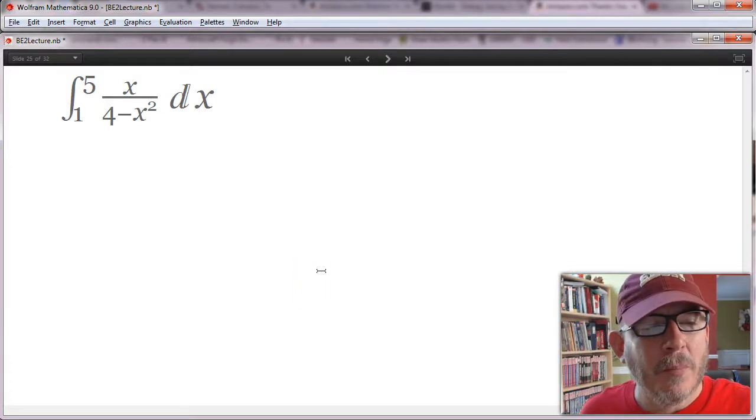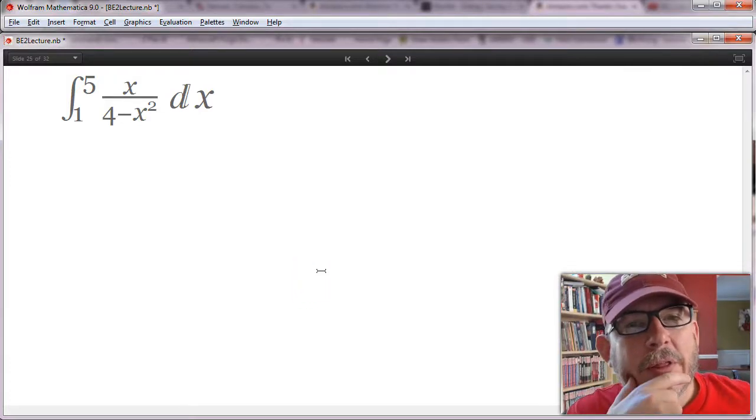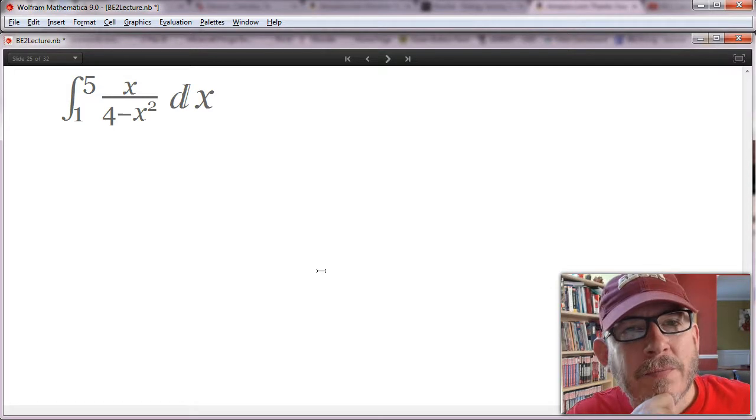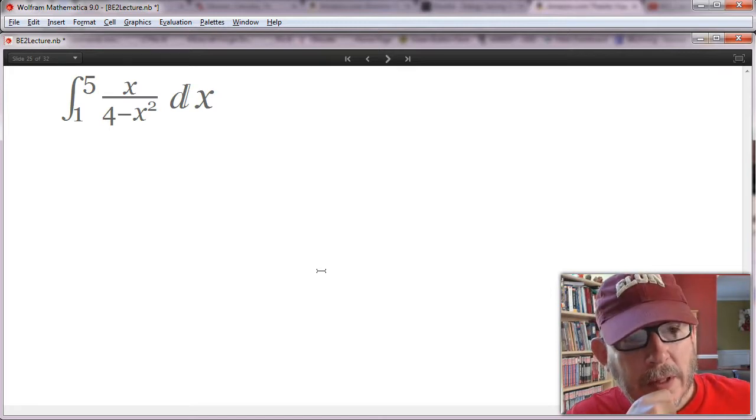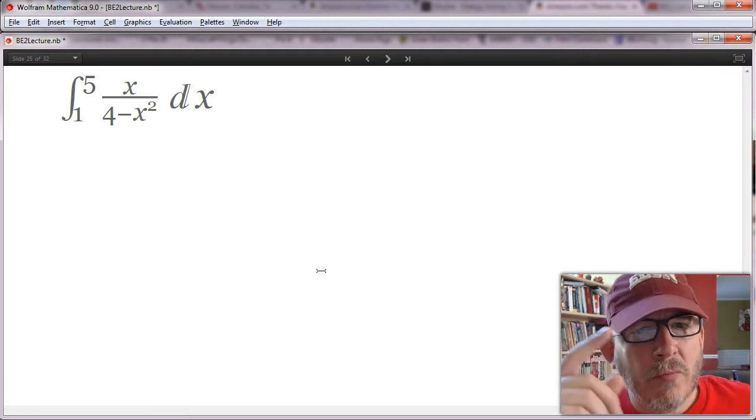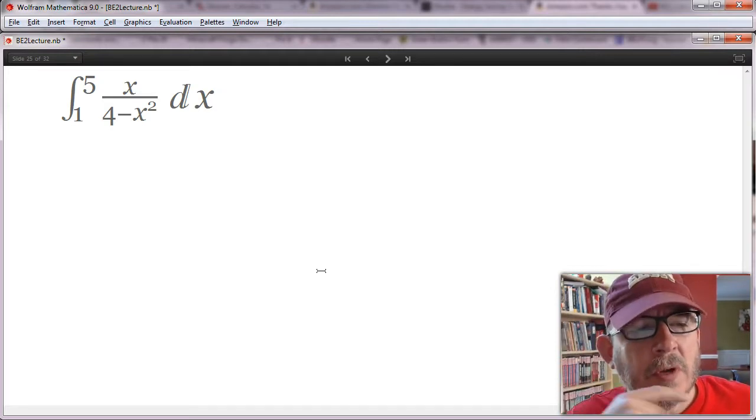All right, so our problem now is dealing with a definite integral using a substitution rule. Now, I've got a nice one here. I took the indefinite integral we had last time and slapped some really nice numbers on it. 1 and 5 are really nice numbers. You should meet them sometime.